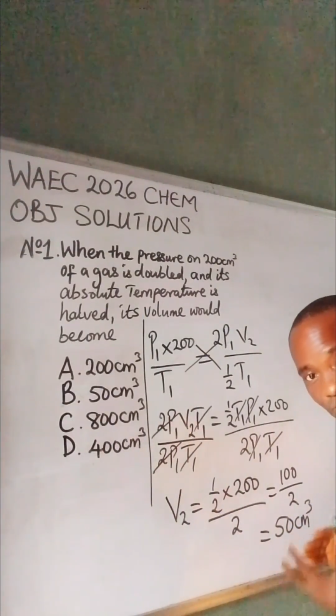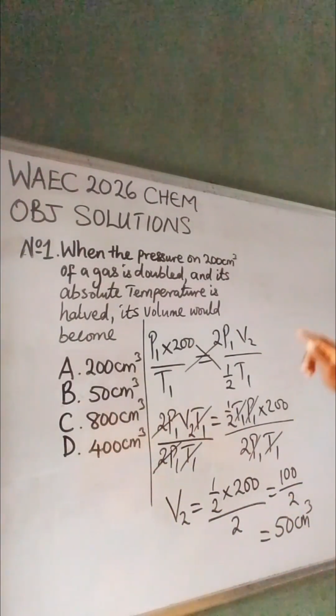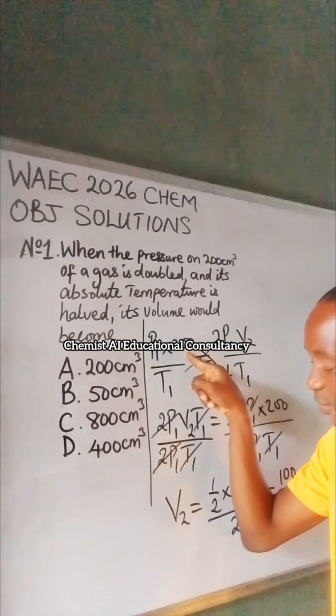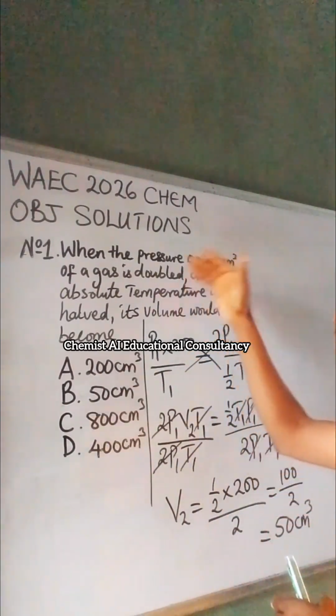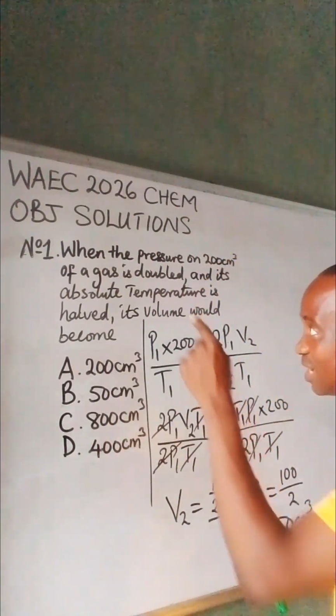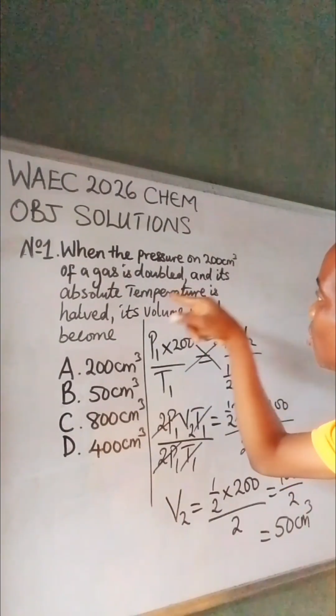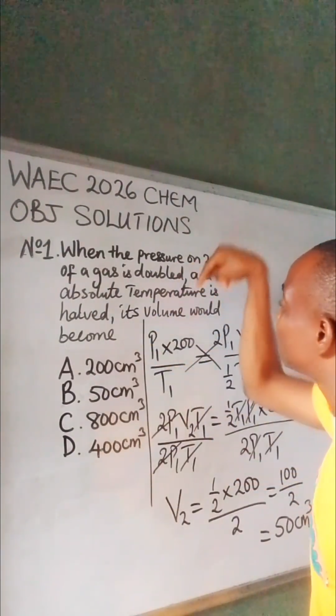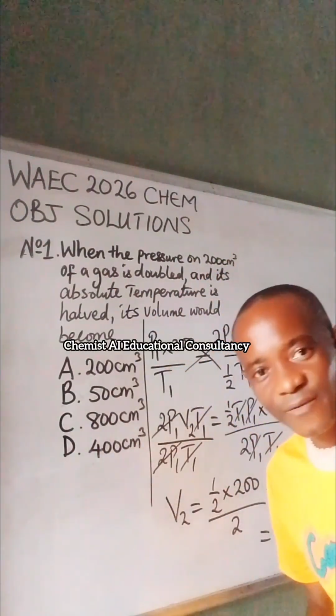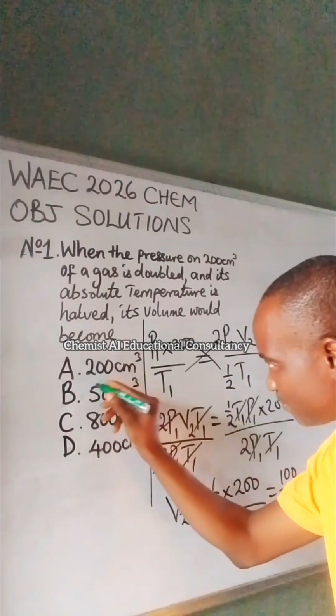This is the second volume, and the second volume is actually the quarter of the first volume. So when the pressure on 200 cm³ of a gas is doubled and its absolute temperature is halved, its volume will be quarter of the first volume. And the answer is there, B.